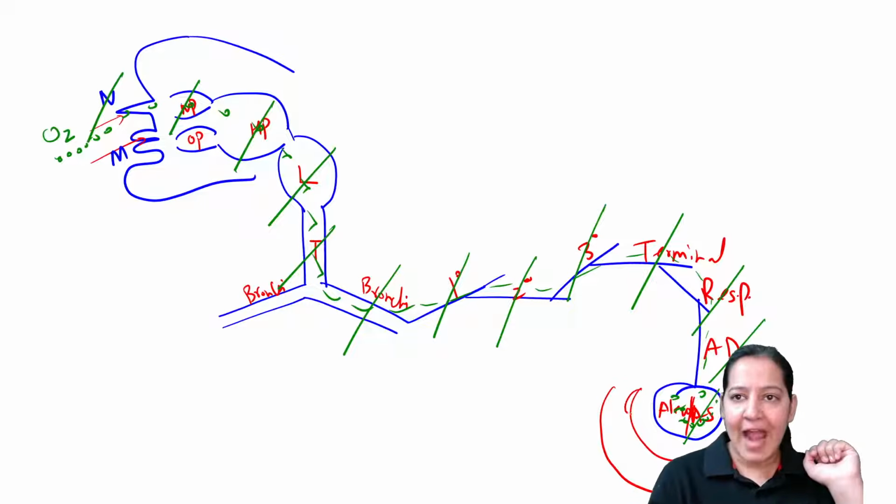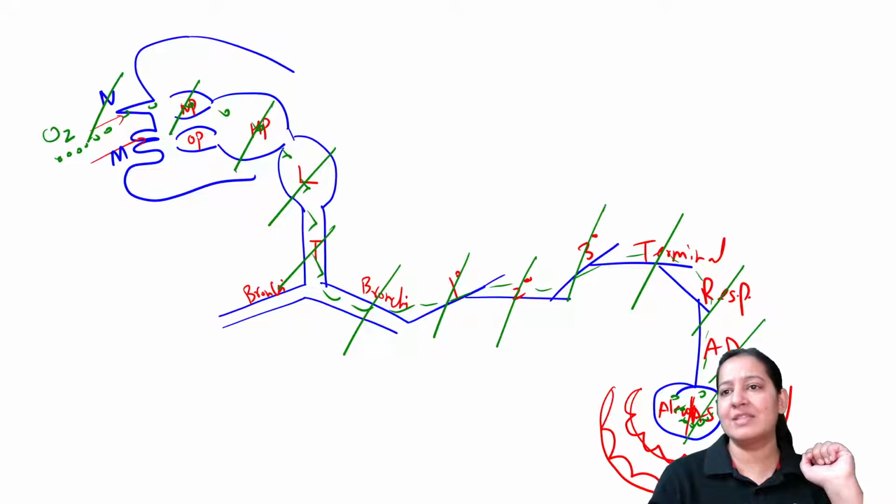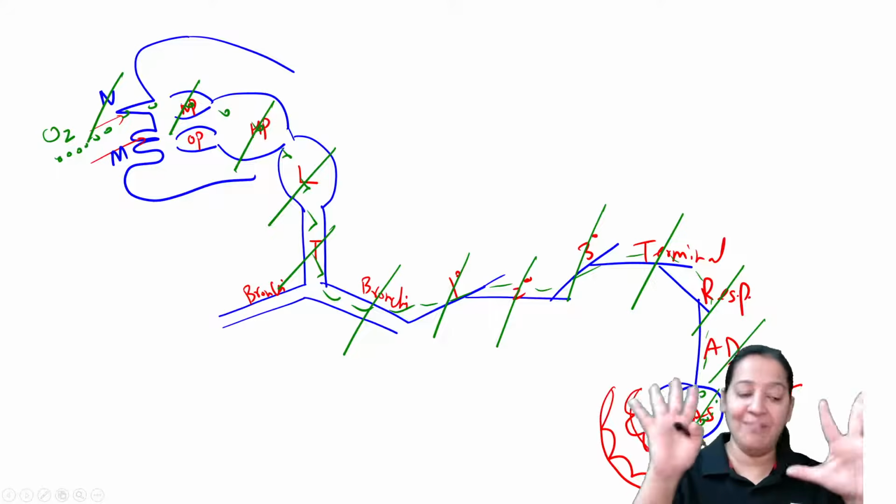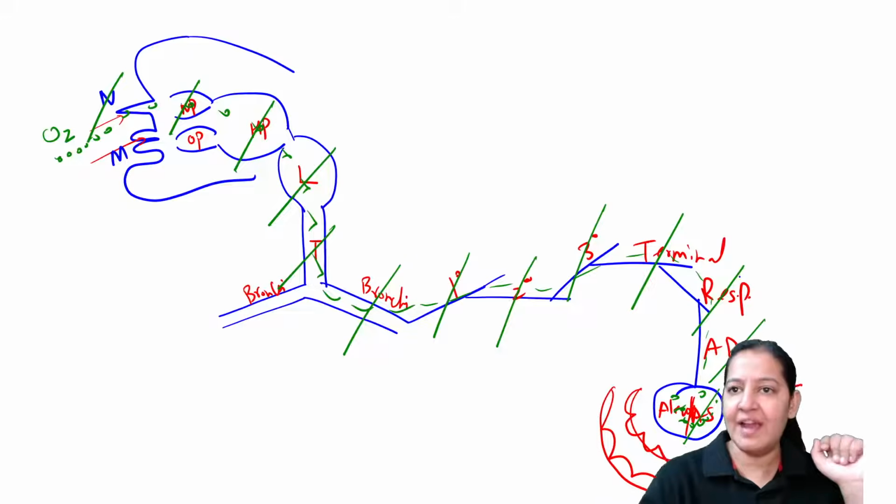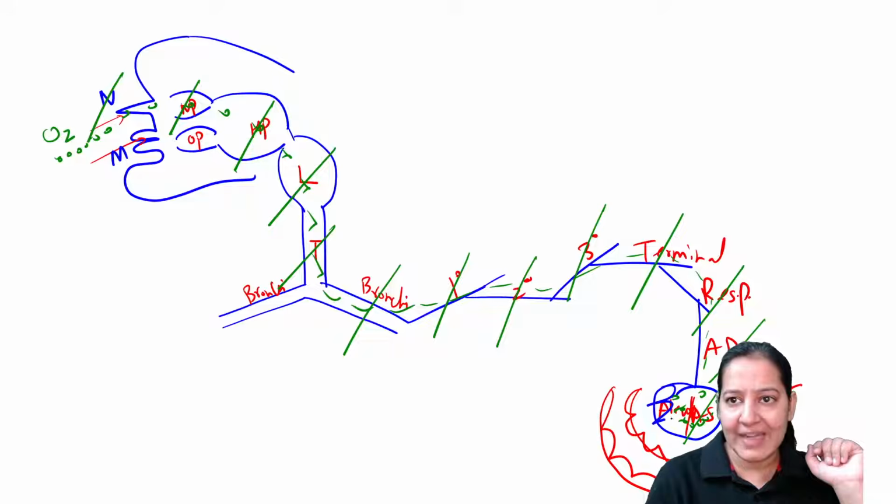So this is the endothelial cells of this capillary. Capillaries are lined by endothelial cells. And what is the lining of this alveolar sac? The alveolar sacs are lined by pneumocytes. There are two types of pneumocytes, type 1 and type 2, right?